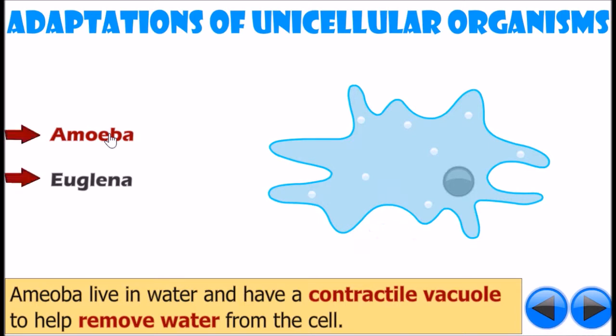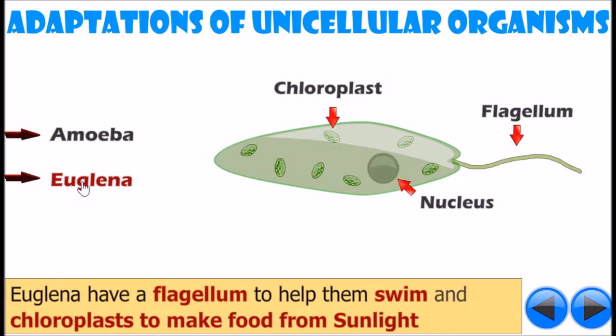The next unicellular organism we find in pond water is called euglena. And euglena has chloroplasts, so it can make sunlight into food. But it also has a flagellum. This is a little tail that allows it to swim in the water. So this is a very good adaptation to surviving in a water environment.